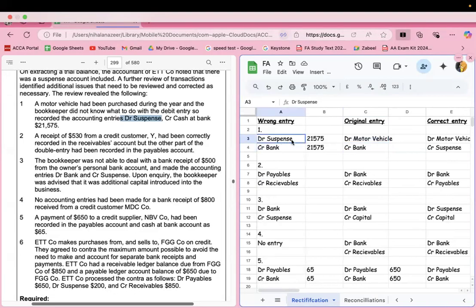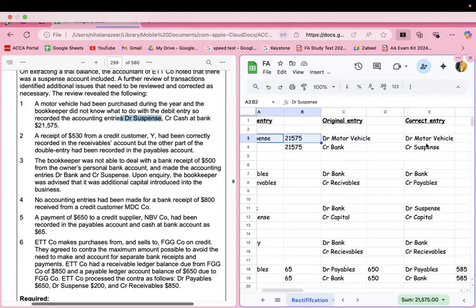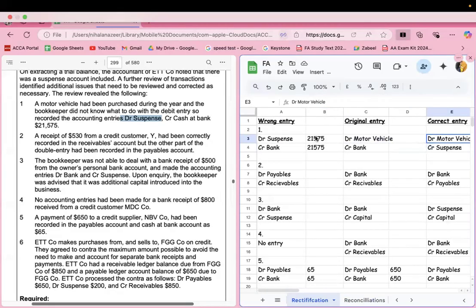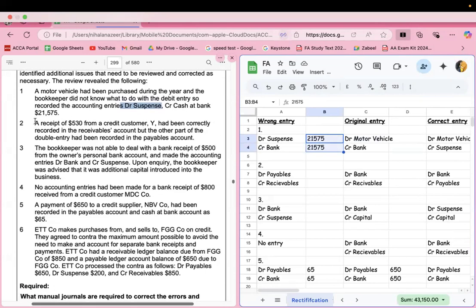So he unnecessarily debited suspense account, so you're going to credit it. Understood? Follow my cursor, okay? And what should have been originally debited? The motor vehicle. So you're going to debit the motor vehicle. Amount for everything is the same, 21575. Clear, no?